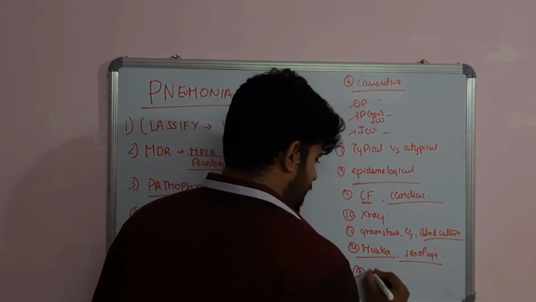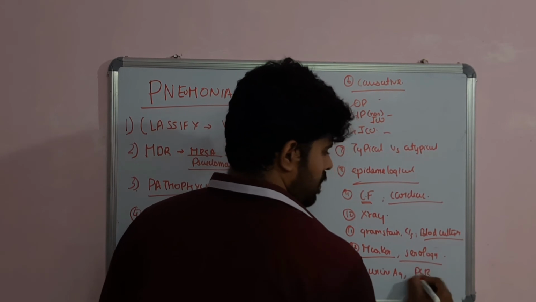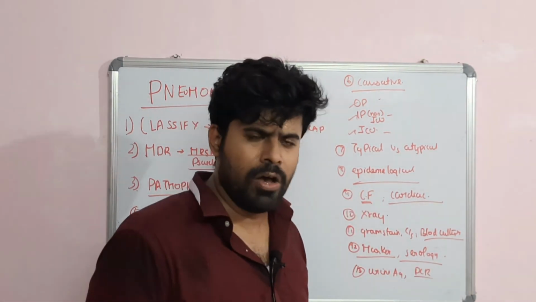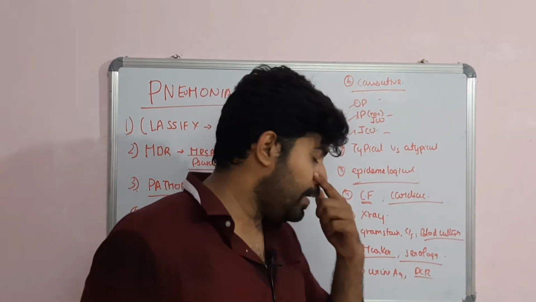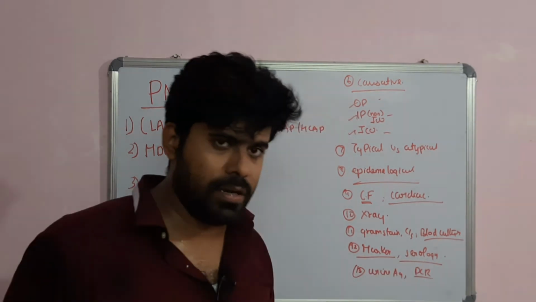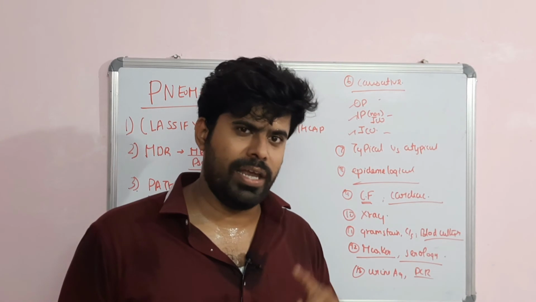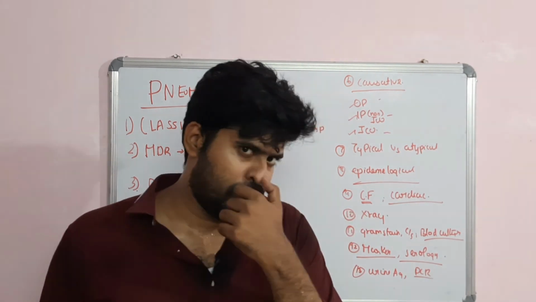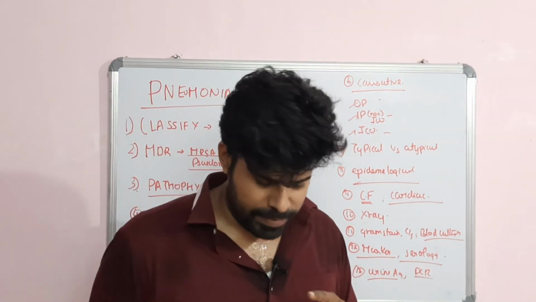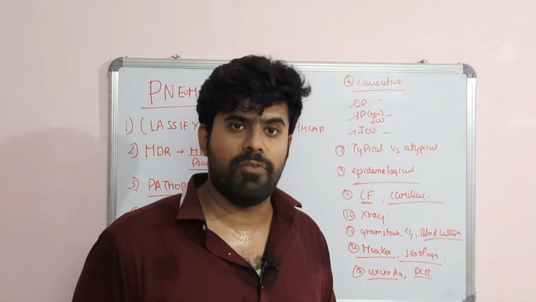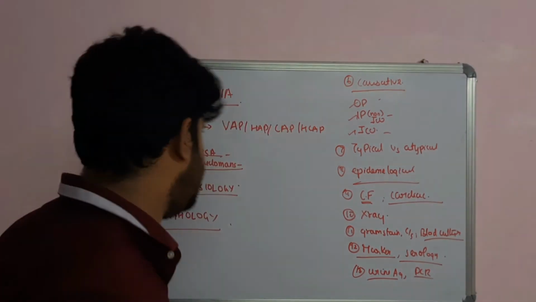Then, urine antigen and PCR. PCR is usually done for viruses. All the respiratory viruses can be picked up by throat swab RT-PCR. The bacteria which can be picked up by RT-PCR are the atypical organisms like Mycoplasma pneumoniae, Chlamydia pneumoniae, and Legionella pneumophila. The urinary antigens used to diagnose are for pneumococcal pneumonia and Legionella. They have very good sensitivity and specificity.